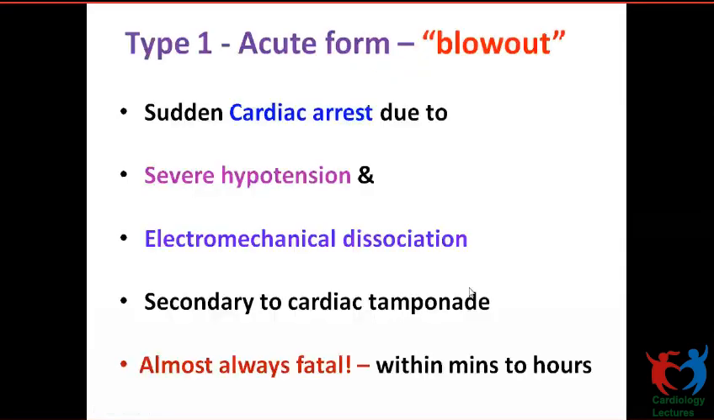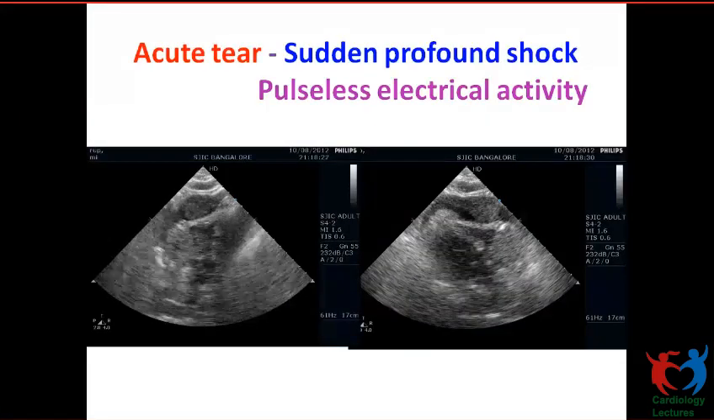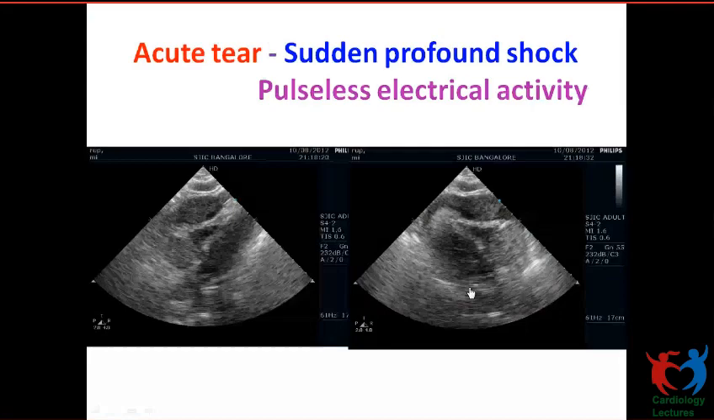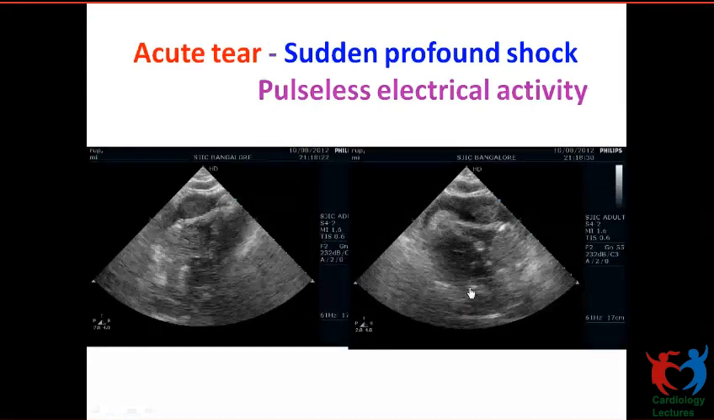So this is what is called the type 1 acute form. It is a blowout: sudden cardiac arrest, severe hypotension, electromechanical dissociation due to cardiac tamponade, and always fatal. We all know it is one of the causes of sudden cardiac arrest in the ICU. So acute tear, sudden profound shock, pulseless electrical activity, and you can't do anything.